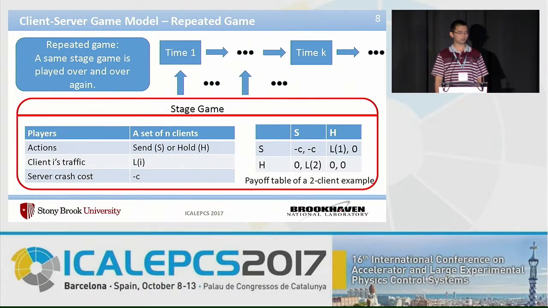We model the problem as a repeated game, where a stage game is played over and over again. We divide the time into discrete time slots, and the stage game is played in each time slot. The stage game contains a set of n clients as players, and each player has two available actions: send their traffic or hold their traffic. Depending on the result of the game, if the server crashes, clients get a punishment value -C, also called the server crash cost. If the server does not crash, clients get a benefit equal to the amount of traffic they hold. It's Li for client i.